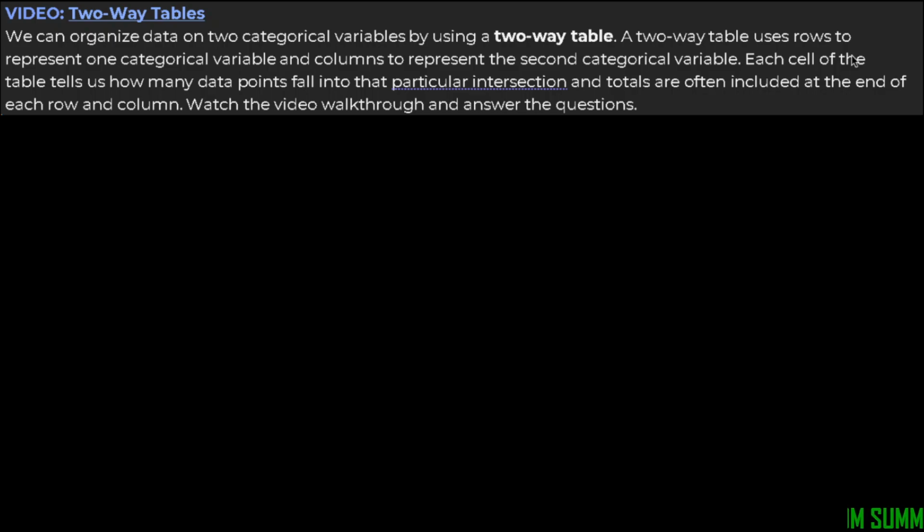We can organize data on two categorical variables by using a two-way table. A two-way table uses rows to represent one categorical variable and columns to represent the second categorical variable. Each cell of the table tells us how many data points fall into the particular intersection, and totals are often included at the end of each row and column. Watch the video walkthrough and answer the question.